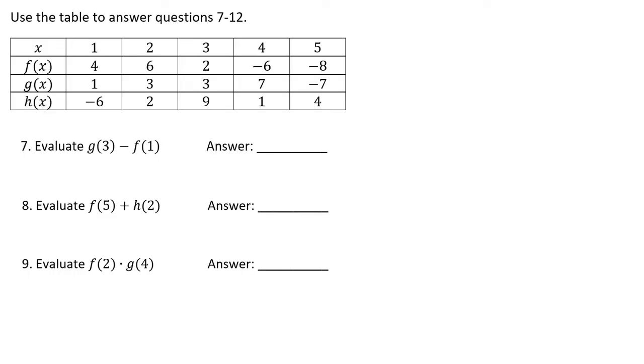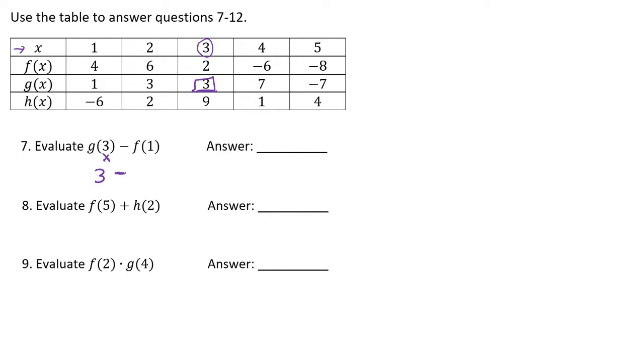All right, so we're going to continue doing that evaluating, but instead of seeing it on a graph, we're going to see it within a table. So we have g of 3. Once again, when x is 3, it wants to know what is the y value. So I go where x is 3, that's our top row. X is 3. We want to go down to the g, and we get a 3. We have our minus sign.